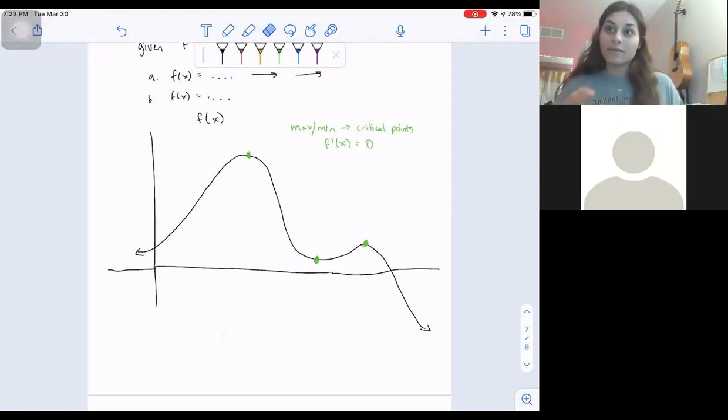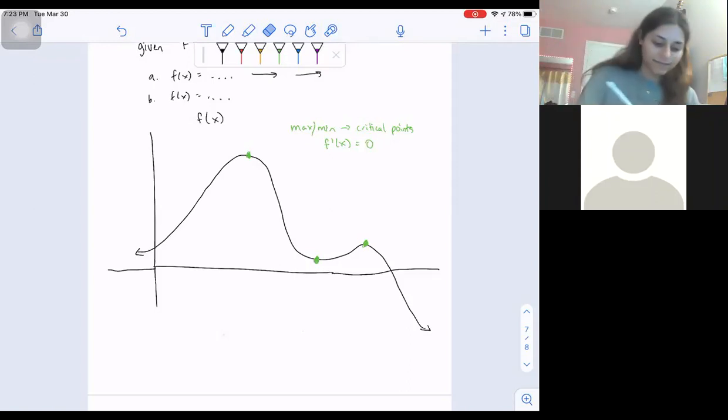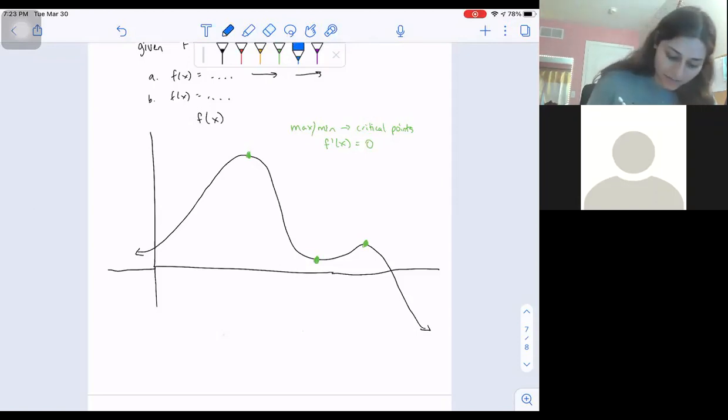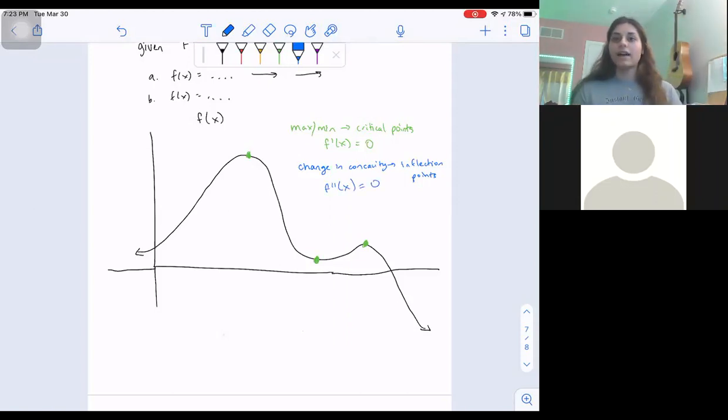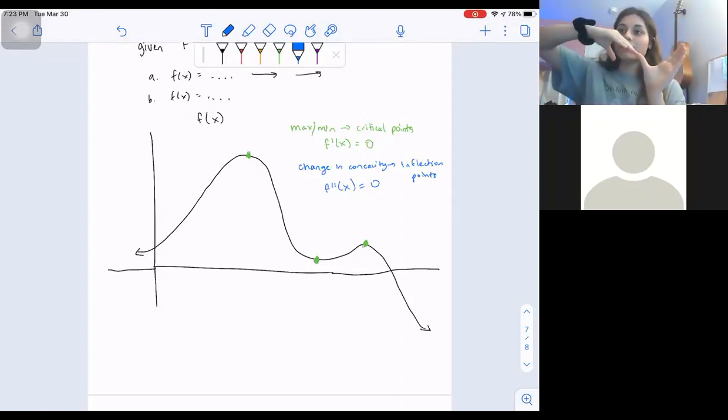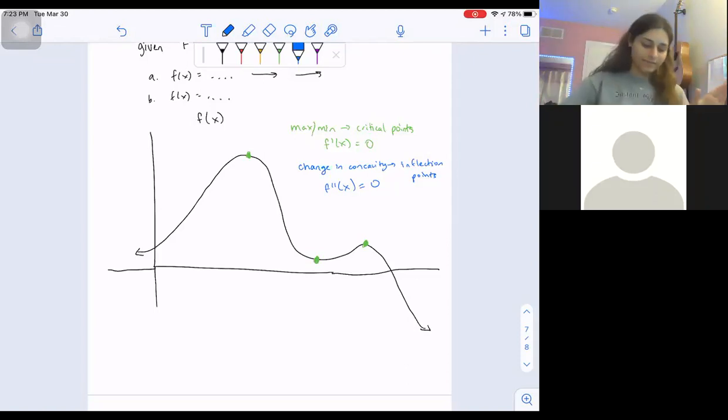The other main point is inflection points. Inflection points have to do with concavity. So when you have a change in concavity, you have inflection points. That's when the second derivative equals 0. Where are those at? Okay, so we know concave up looks like this. Concave down looks like this. When they meet, that point where they meet, right here, that's an inflection point.